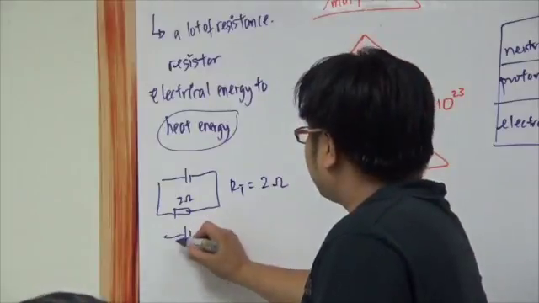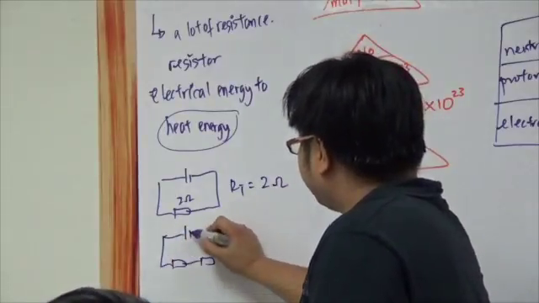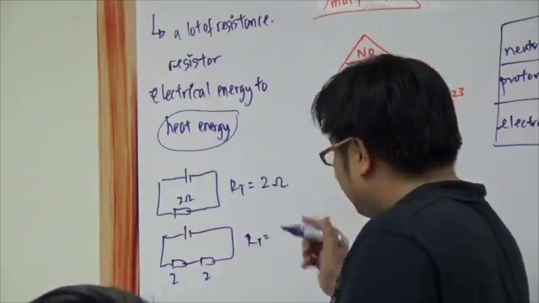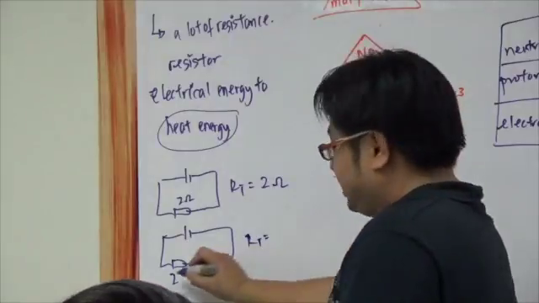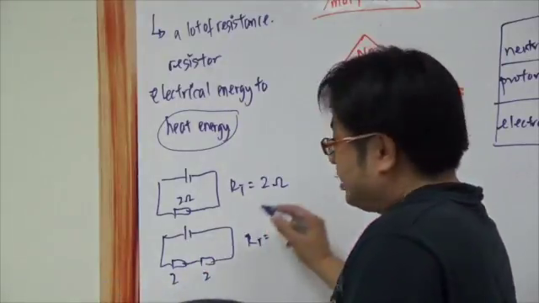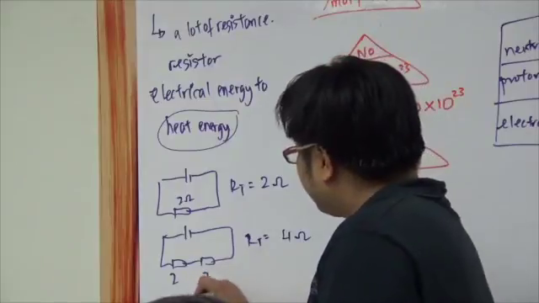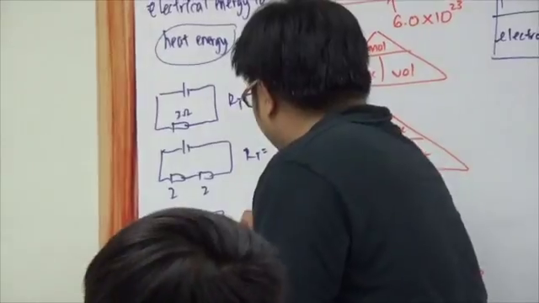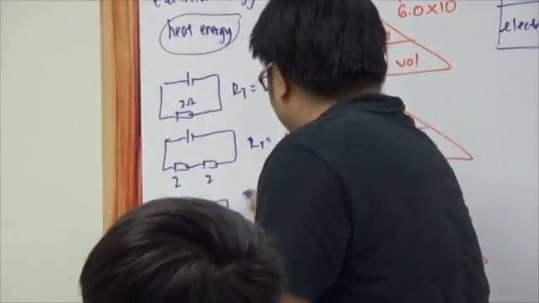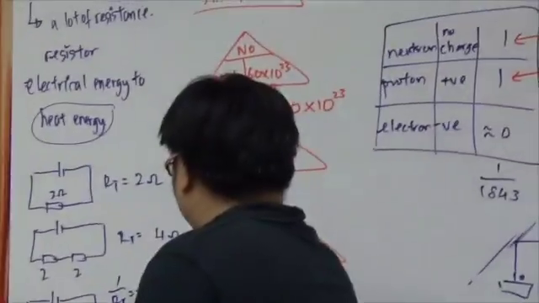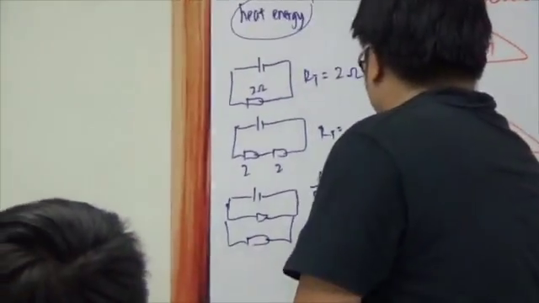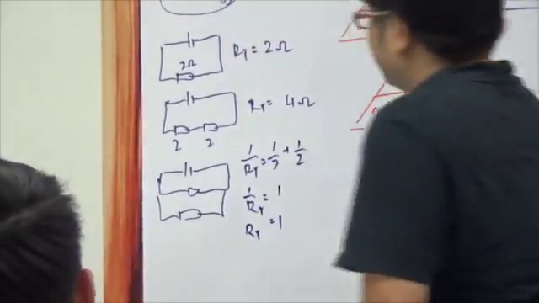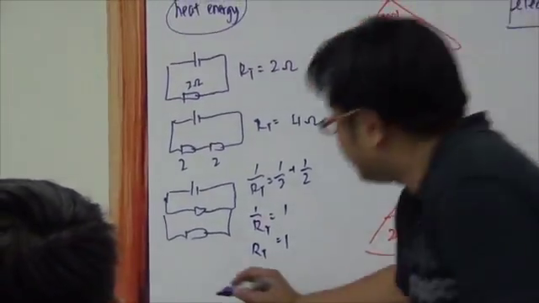So B is what? There are 2 resistors, right? So what is the total resistance, Joshua? What circuit is this? Series. So this is 4. Okay, what is the next? The next one is in parallel. So parallel, how to do? Yep, 1 over R total is equal to 1 over 2 plus 1 over 2. 1 over R total is equal to 1, so R total is equal to 1. What's the next one?